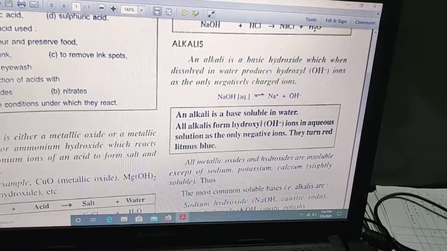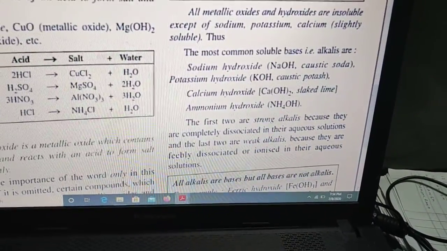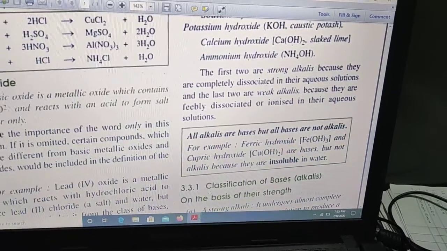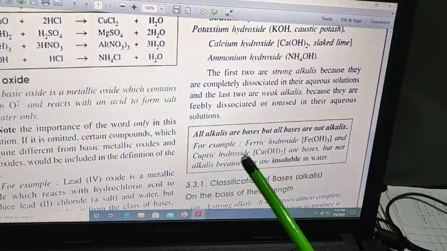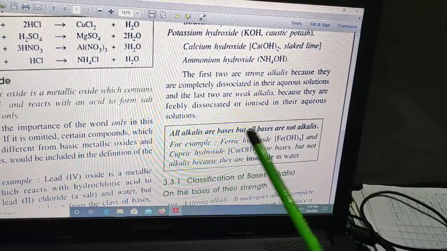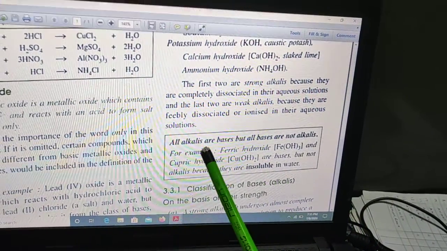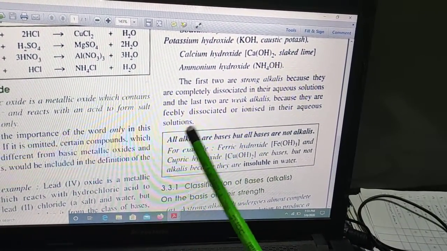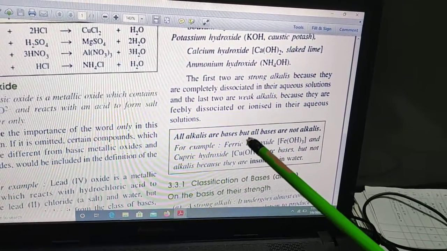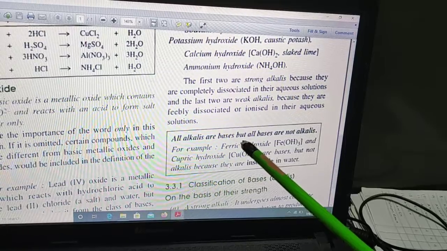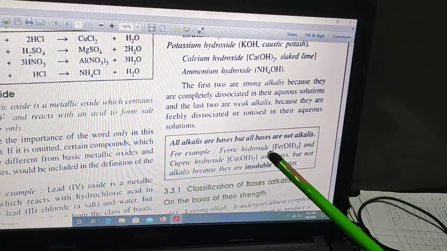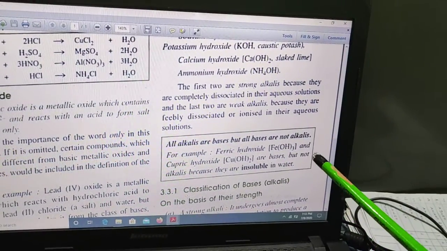Now there is a statement: all alkalis are bases, but all bases are not alkalis. We have to understand the meaning of this. It means that if you have got the alkalis, they are all bases, but all bases are not alkalis. That means all bases are not soluble in water.